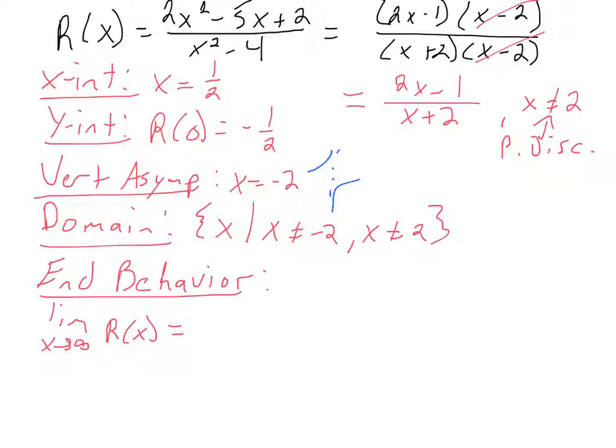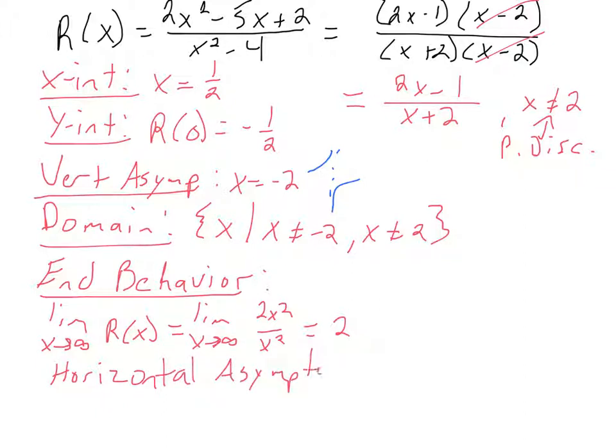And to figure that out, what do we do? Long division? Nope, we don't have to do long division for this one. For these, we can just get rid of all the lower order terms, the negative 5x, the 2, and the negative 4. That leaves us with 2x squared over x squared, which reduces to 2 and gives us a limit of 2. So that means I have a horizontal asymptote, since the limit goes to a constant value, either 0 or anything else. That's a horizontal asymptote of y equals 2. And lastly, let's take a look at symmetry.